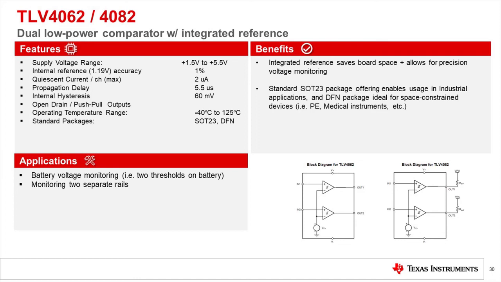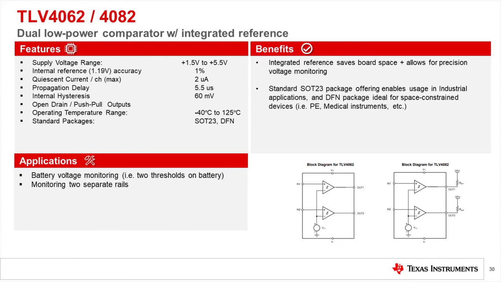Here we have the TOV 4062 and 4082, which is our lower powered dual comparator with an integrated reference connected to each comparator. Integrated references are nice because they reduce the need to create that reference on one of your inputs, therefore reducing the amount of resistors and board space.